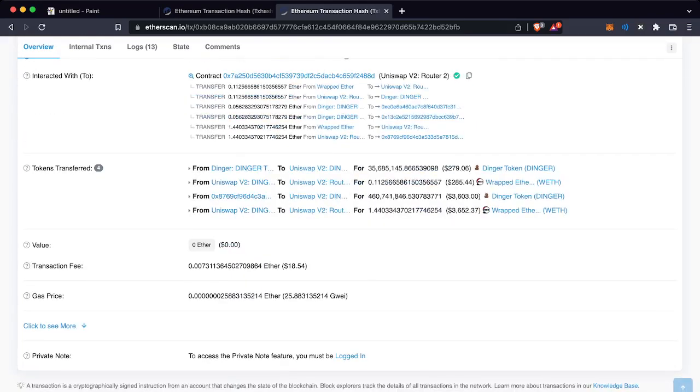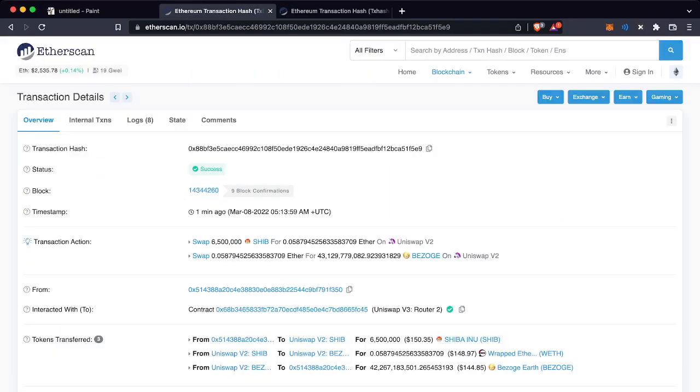That's about it. It's pretty simple. There's a lot more to it, but this is just basic reading of transactions on Etherscan.